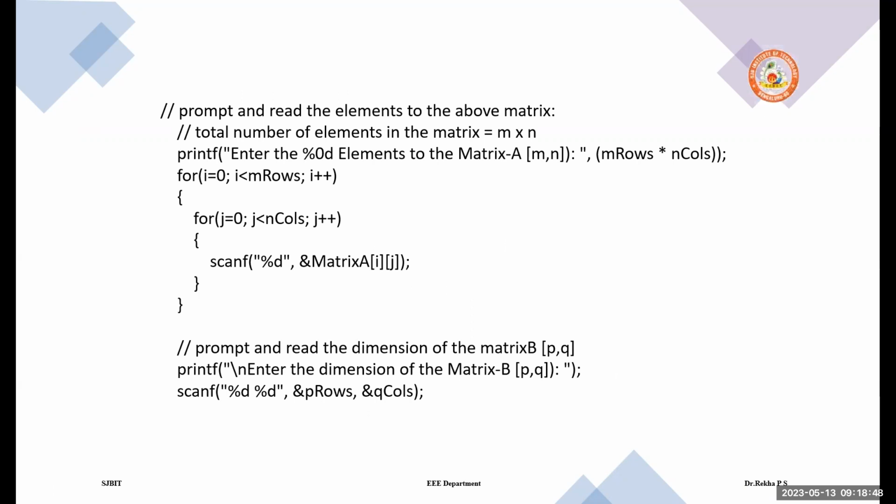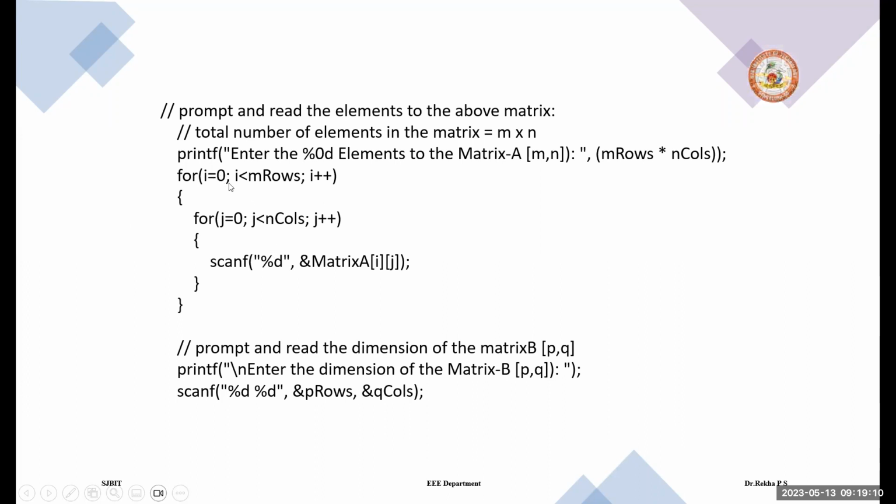So now we have to prompt the user. You have to tell the user to enter the elements for the matrix A, that is, m rows by n columns. Now, using two for loops, we have to enter them. One is meant for rows, the other one is meant for columns.